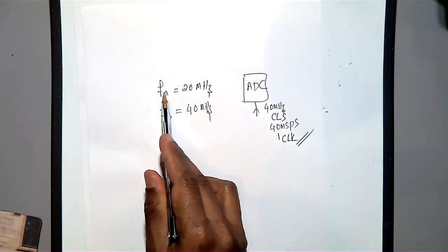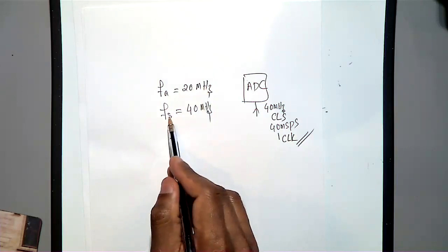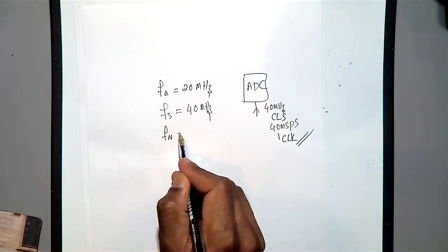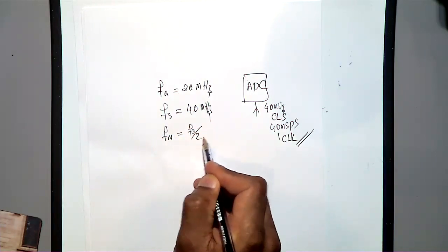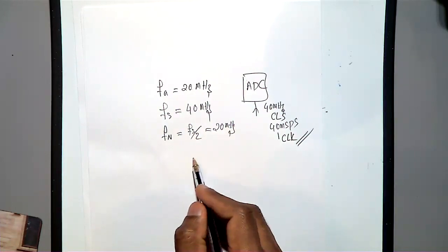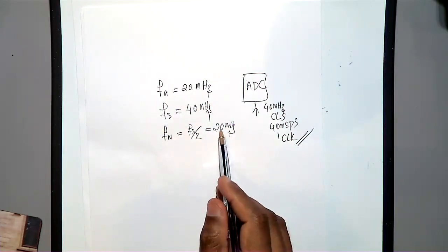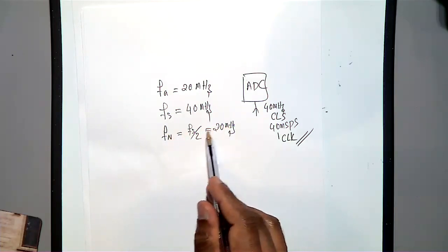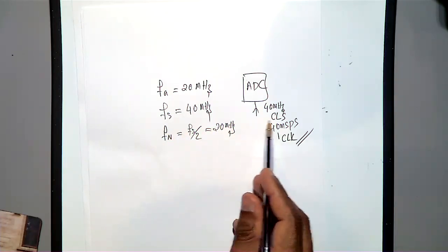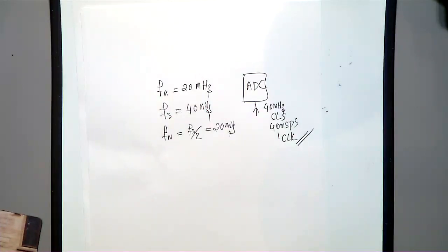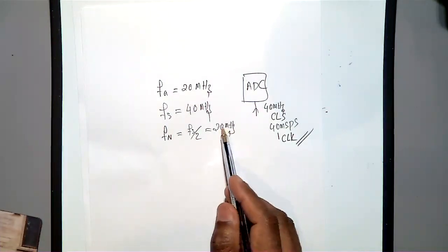Then when you have Fa 20 megahertz and Fs equal to 40 megahertz, your Nyquist frequency Fn is equal to Fs by 2, which is equal to 20 megahertz. So when you are sampling below 20 megahertz, that is below your Nyquist, it will be sampled properly. Above 20 megahertz will be sampled wrongly and then fold back to the low frequency region, which we studied.